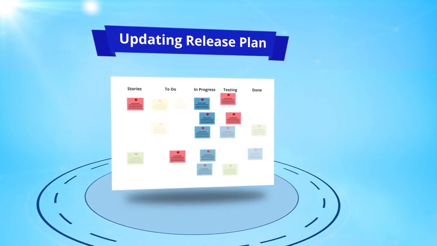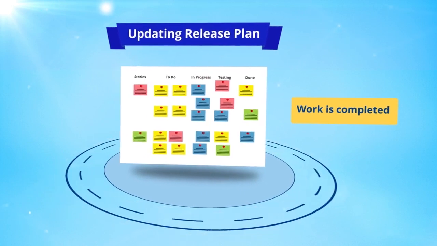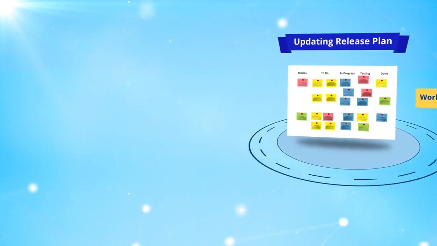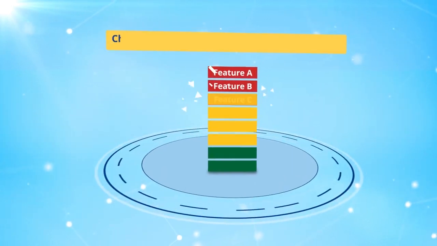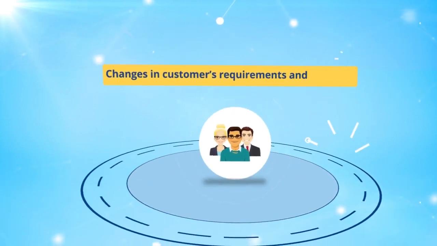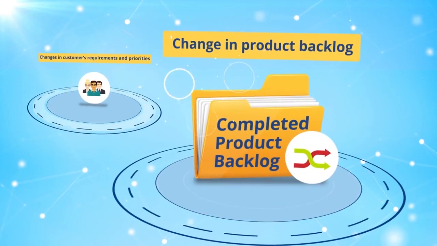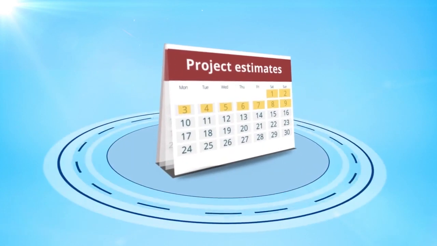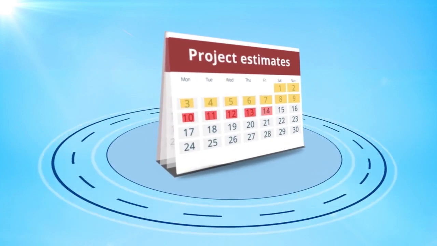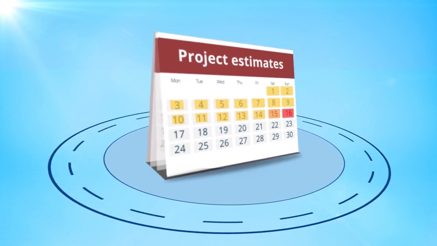Release plans are updated when work is completed to show which items have been developed, tested, and are ready for release. The release plan is also updated when changes are made to requirements and priorities. A customer's requirements and priorities may change over time, and product backlog items will also change. Finally, changes to project estimates also need to be updated in the release plan. Estimates may be changed after the first few iterations are complete.